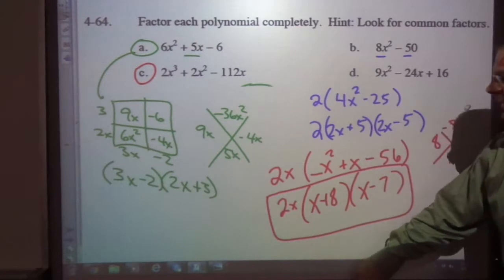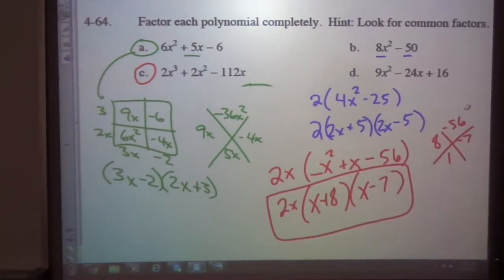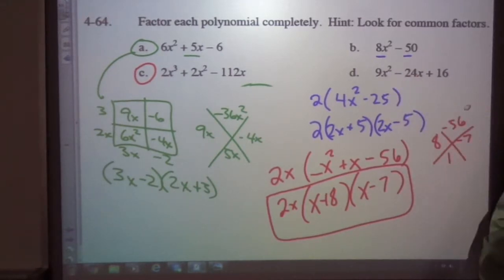For D, that's here. Is there a greatest common factor? No, nothing for all of them. So we look for a shortcut. A equals 1? No. Difference of squares? No. Perfect square trinomials? Maybe.